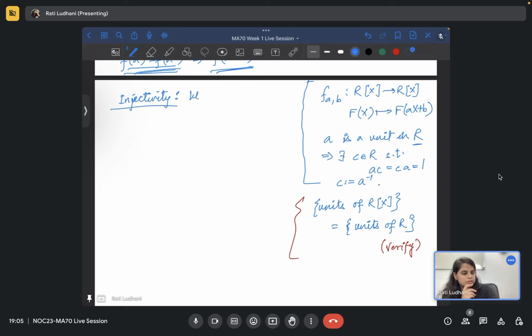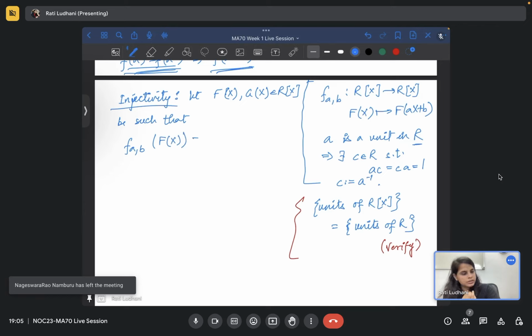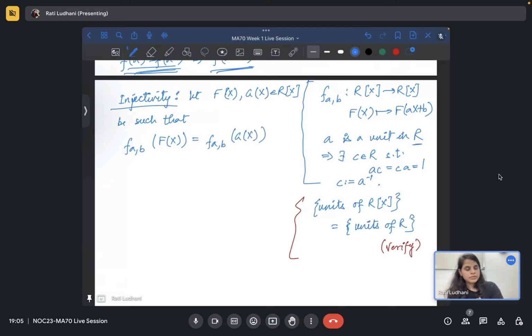So let f(x) and g(x) belong to R[x] be such that f_{a,b}(f(x)) is equal to f_{a,b}(g(x)). We need to make sure that f(x) is equal to g(x) to prove the injectivity. So what does this mean? This is f(ax + b), and this is g(ax + b).